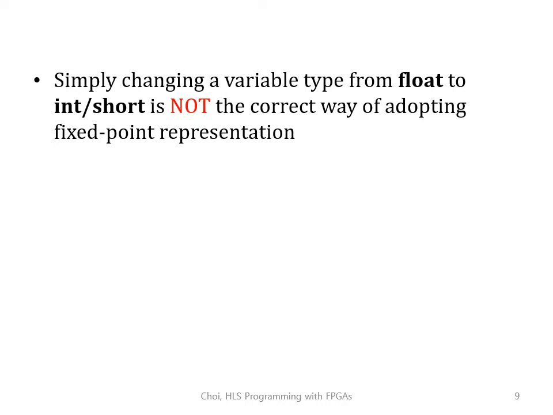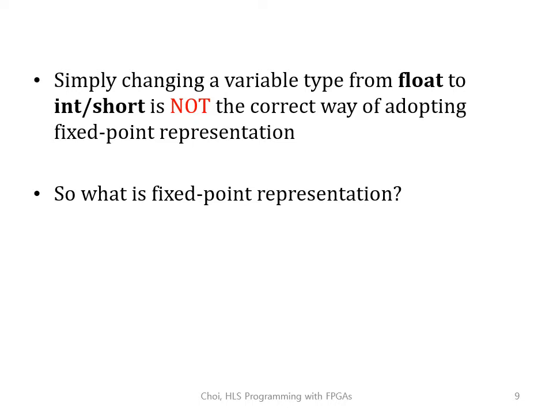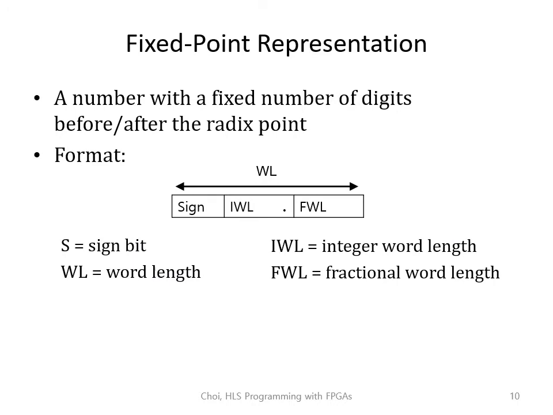So let's take a step back and ask ourselves, what is fixed point representation? Only after answering this question will we be able to do fixed point optimization. Fixed point representation is a way of representing a number with a fixed number of digits before and after the radix point. It is composed of 3 components: sign bit, integer part, and the fractional part.